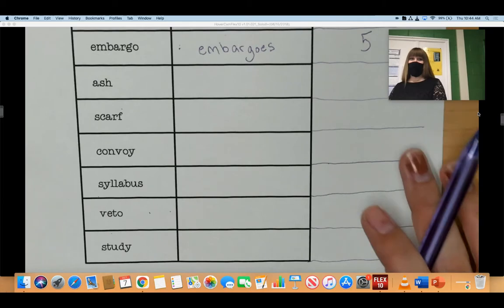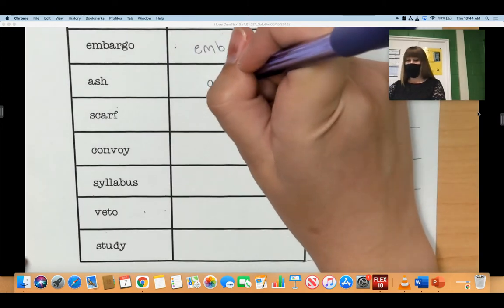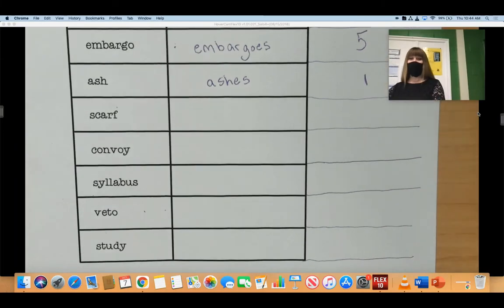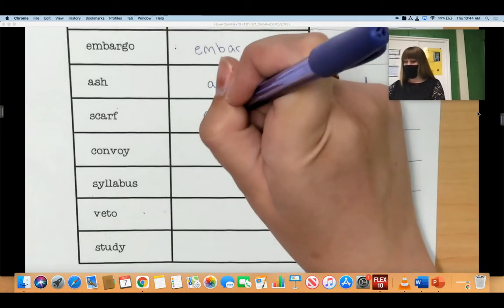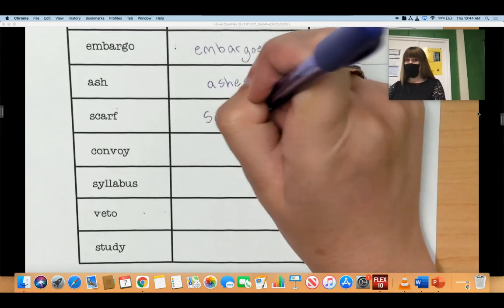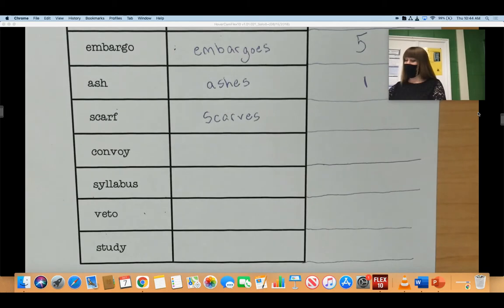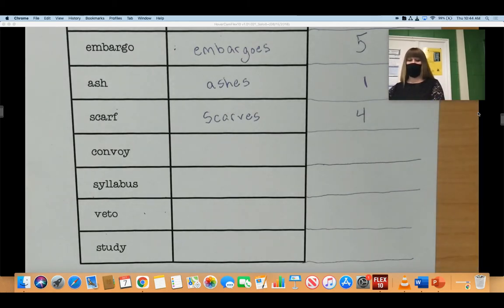The next word is ash. Ash ends in SH, so we change ash to ashes. And that is rule 1. Scarf, that is the rule that I think is the most difficult. We change the F to a V and add ES, scarves. I think someone did give me that example yesterday, so if you look at rule 4, you will see that example from plural nouns day 1.